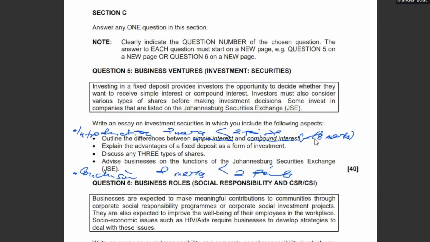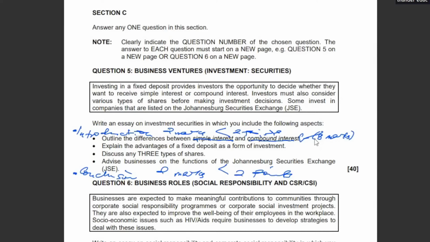Simple interest is earned on the original amount and not on the interest accrued. Simple interest, we actually say this is nothing but interest earned on the original amount and not on the interest accrued.